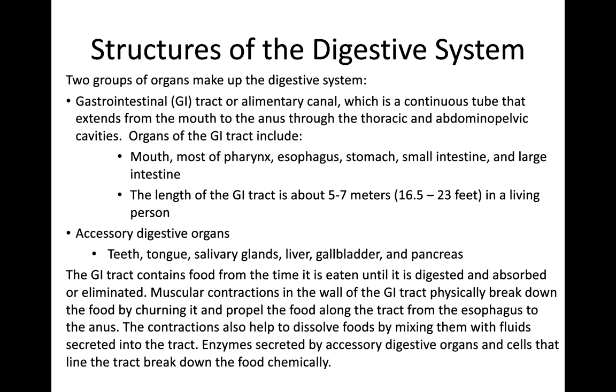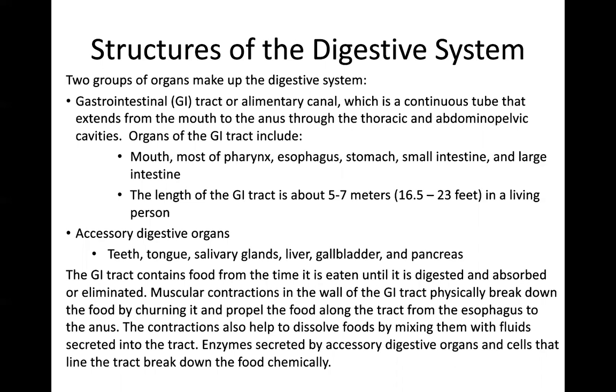So there's a lot of twisting and turning. Now, it's kind of weird that I would say in there that it's in a living person. Your tract actually will grow after you die, and that's because the muscle in the tract relaxes, and that allows it to extend a little bit. But in a healthy living individual, obviously it has not lost that muscle contraction, so it's a little bit shorter.